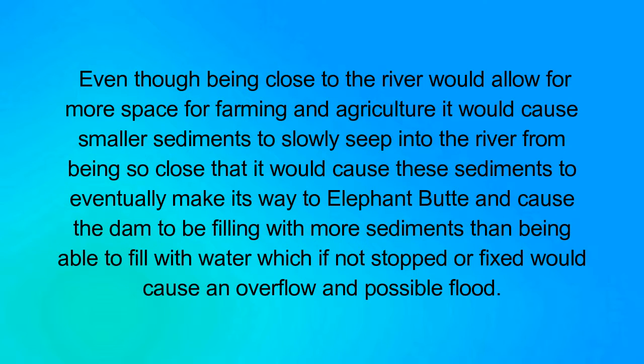Even though being close to the river would allow for more space for farming and agriculture, it would cause smaller sediments to slowly seep into the river from being so close that it would cause these sediments to eventually make its way to Elephant Butte and cause the dam to be filling with more sediments than being able to fill with water, which if not stopped or fixed would cause an overflow and possibly flood.